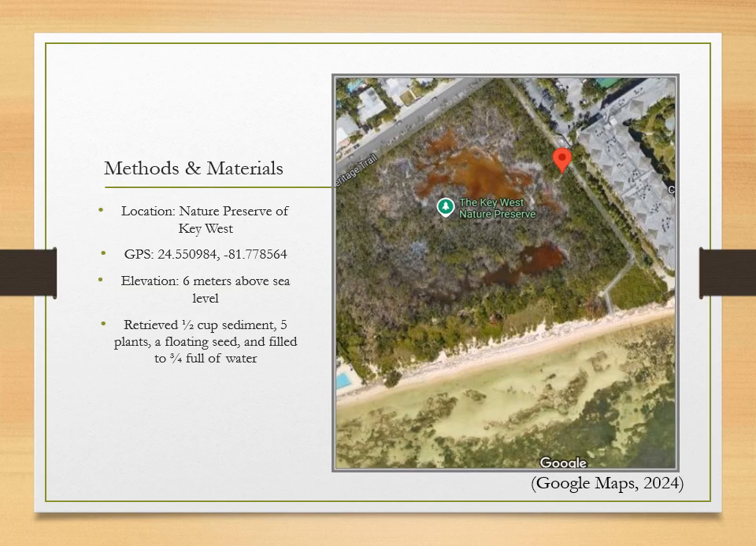I took my sample from the Nature Preserve of Key West, with permission, of course. There was a small bridge that went out into the wetland about 10 meters where I retrieved my sample. This is a unique wetland area due to its proximity to the Atlantic Ocean, which can be seen in the picture on the right. The only thing separating the two habitats is a small strip of beach. I retrieved 1/2 cups of sediment and filled the jar to the 3/4 point with water. I then grabbed 5 plants floating on top of the water and a funny looking seed for variety. This will become very important later.